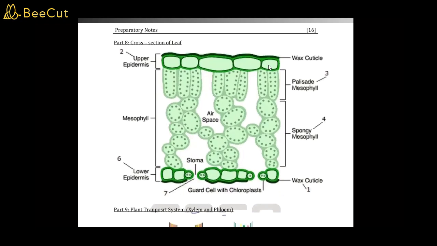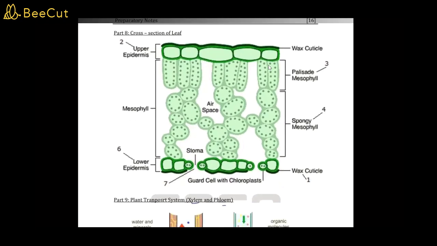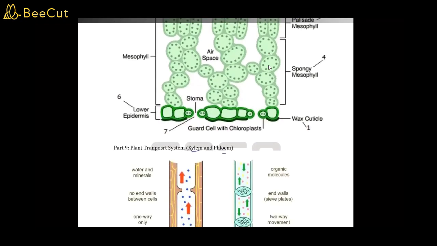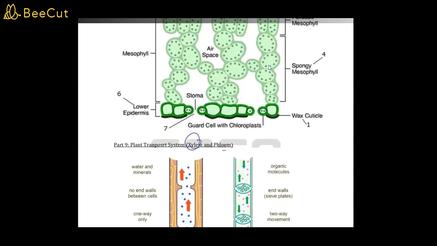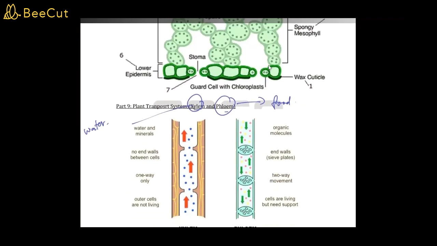So, as you can see from the cross-section here, the most important thing about the plant transport system is the xylem and also the phloem, where the xylem is the water-carrying tube, and the phloem is the food-carrying tube. So we'll be seeing how the xylem and phloem transport the water, minerals, and food throughout the plant's parts.